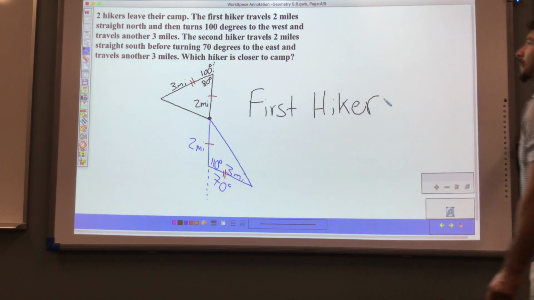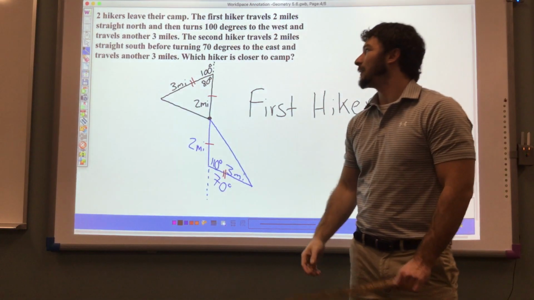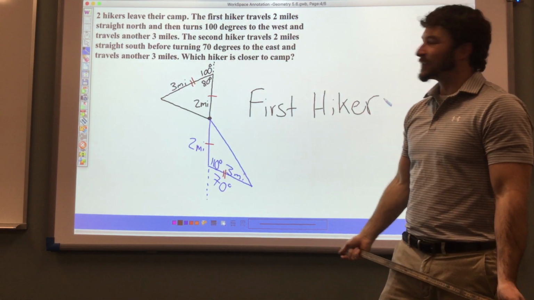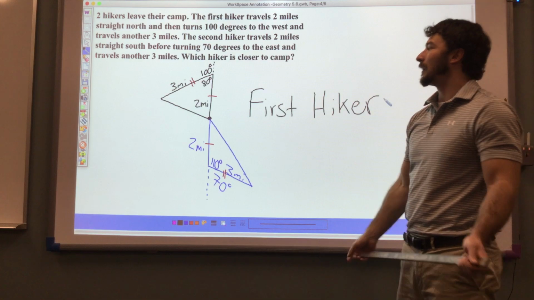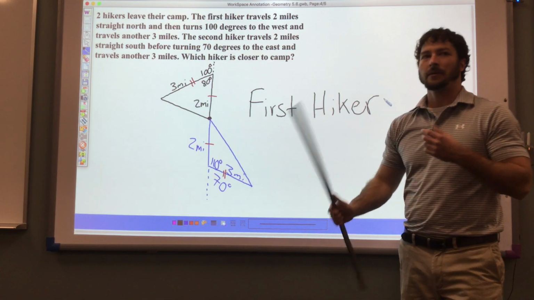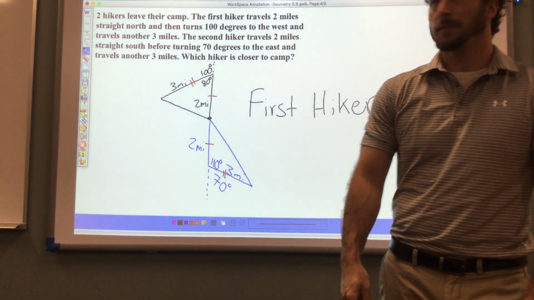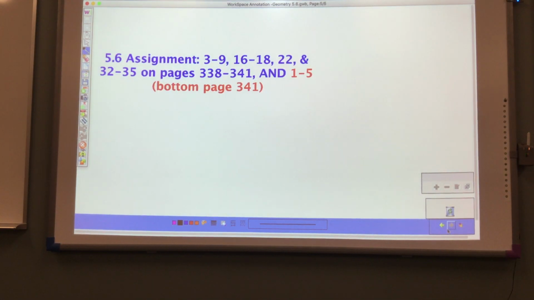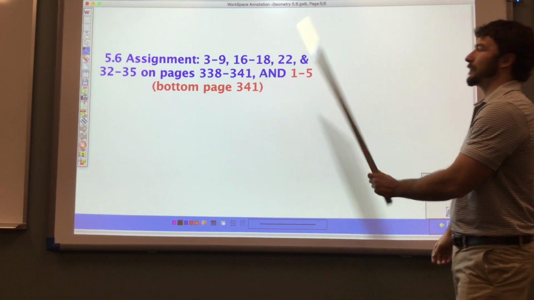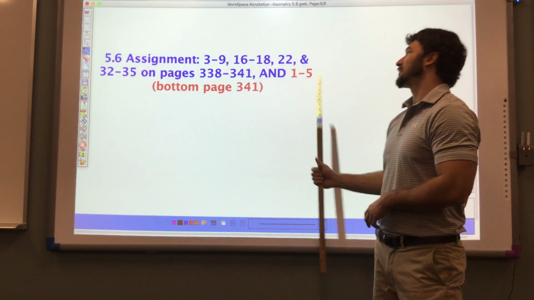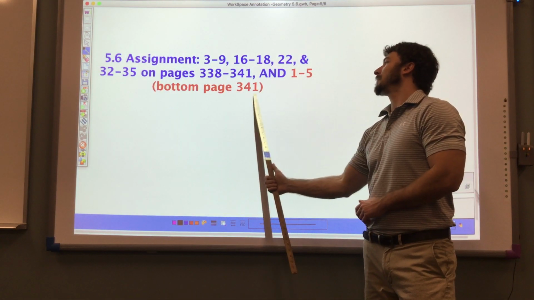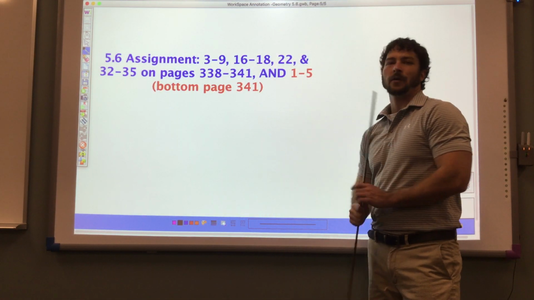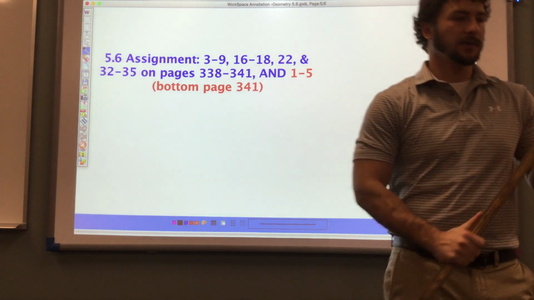You do have one problem like this on your assignment. Use this as an example to figure it out. Think about which direction is north, south, east, west on a map to help you out. Your assignment for this chunk is right there: 3 to 9, 16 to 18, 22, and 32 to 35 on pages 338 to 341. But I also want you to do that. There's a small review at the bottom of page 341. It's 1 to 5. So I'd like you to add that to your assignment as well.